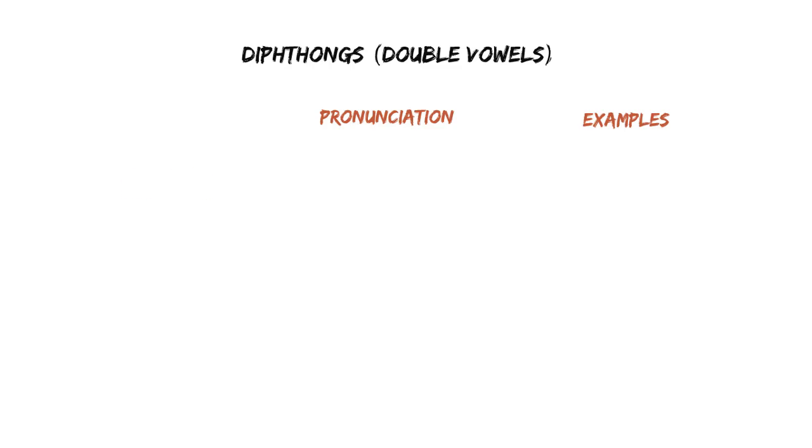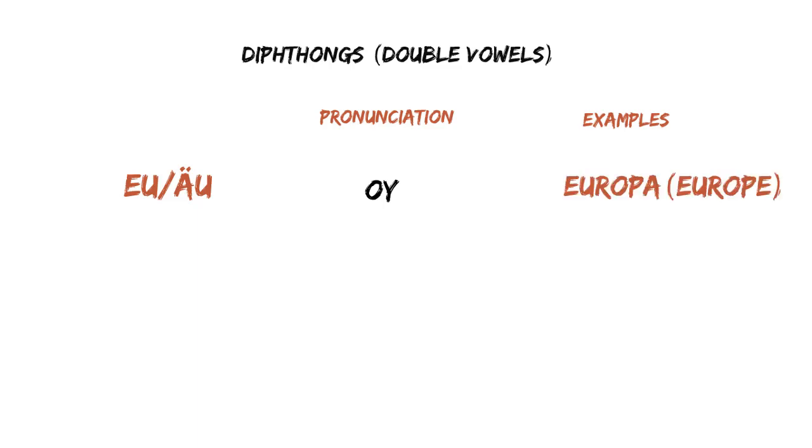The next letter combination is EU and AU, which is pronounced like oi, and the example for oi is Europa, which means Europe. The next letter combination is IE, which is pronounced like E, and the example for E is Sie, which means you.